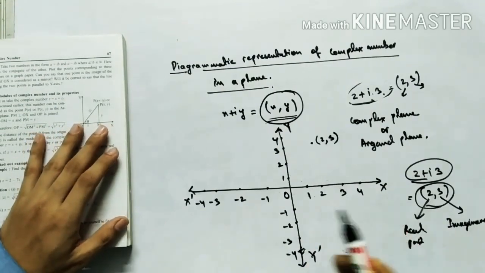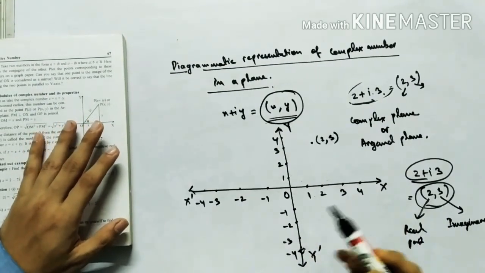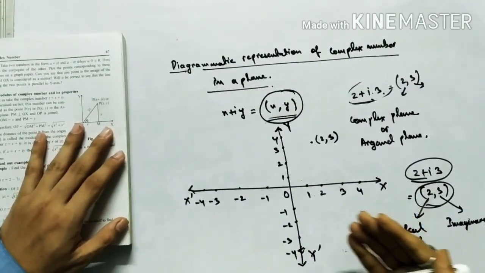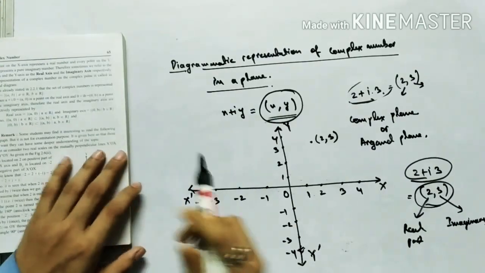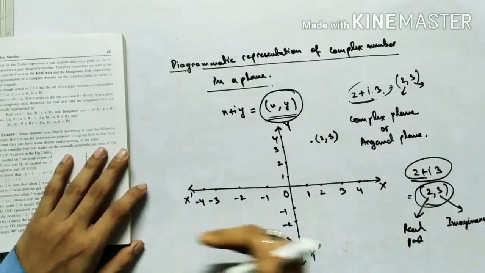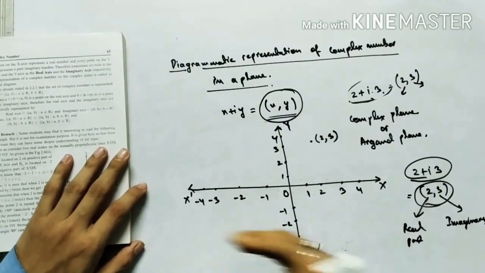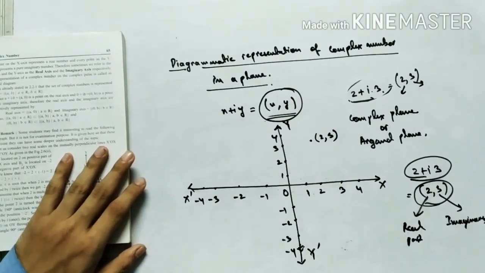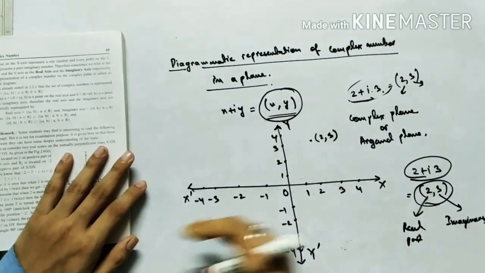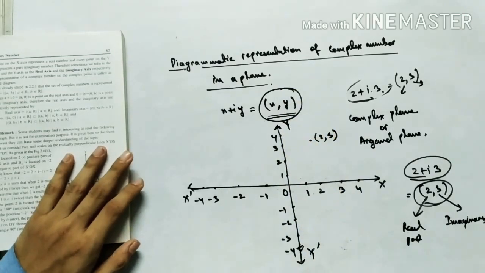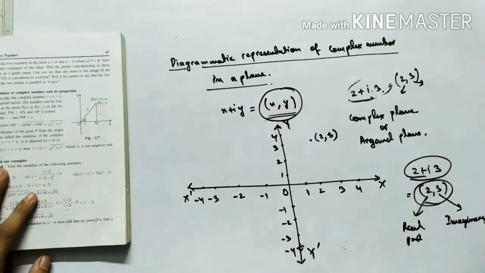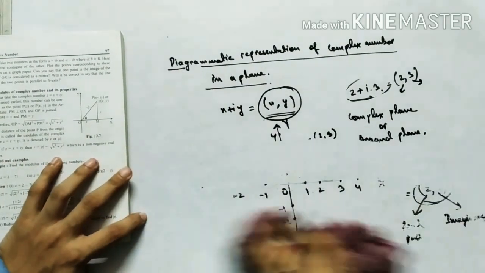Here the x-axis is referred to as the real axis, and the y-axis is the imaginary axis. Okay, x-axis real axis and y-axis imaginary axis. Next is the modulus of a complex number and its properties.